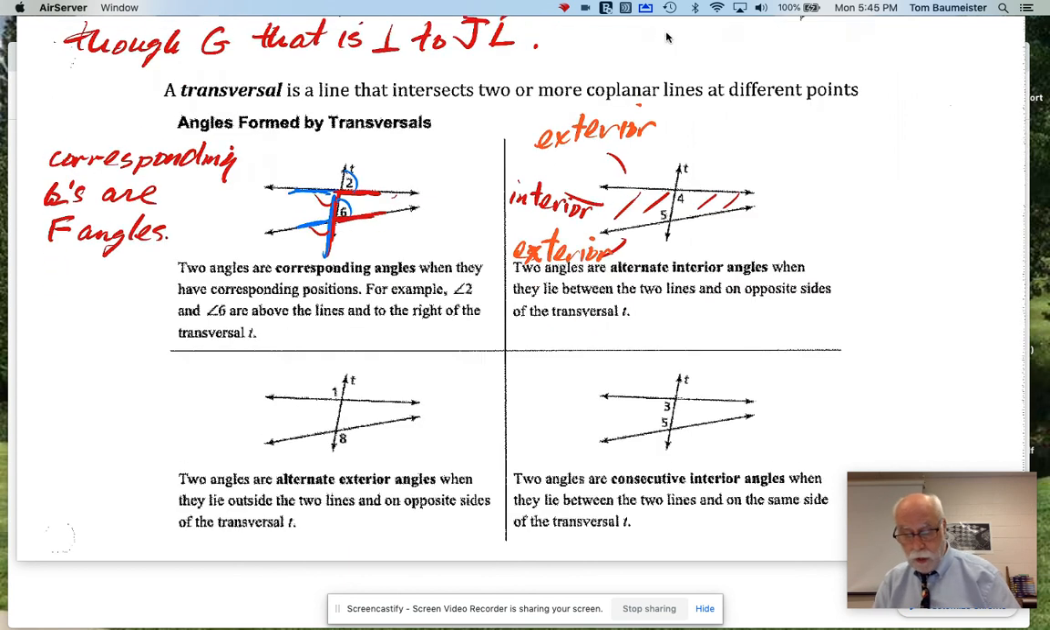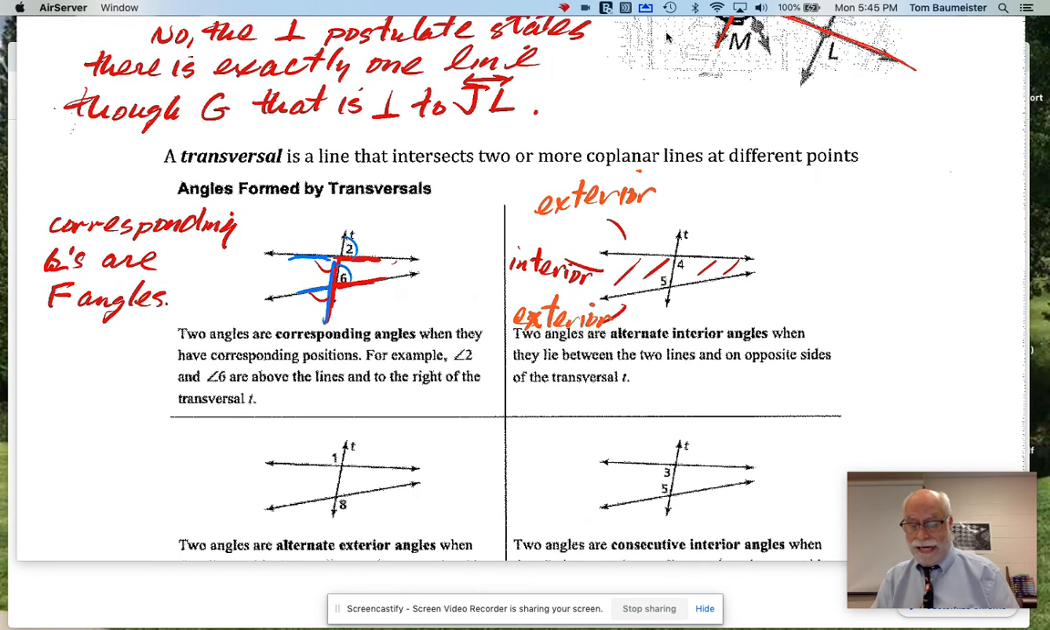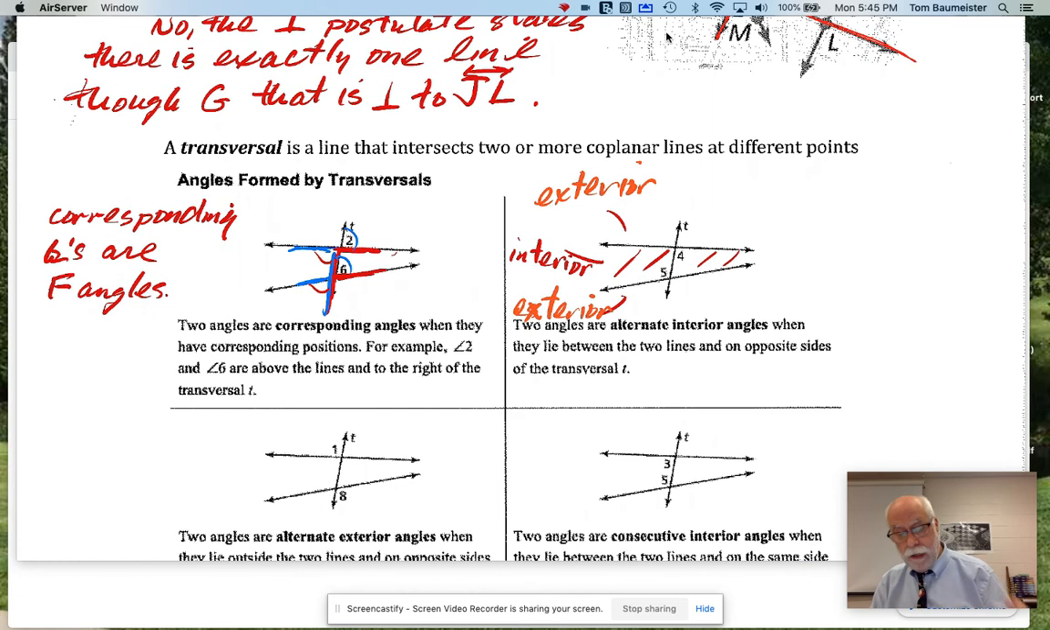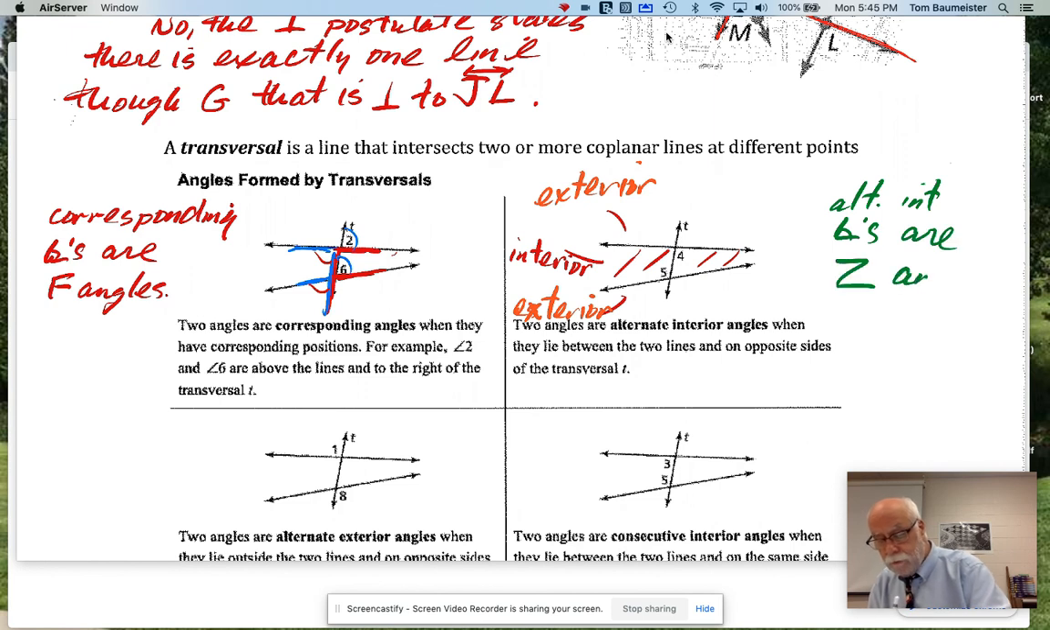All right, so we're talking about alternate interior angles. And again, I'm going to show you a pattern. Alternate interior angles are Z angles.